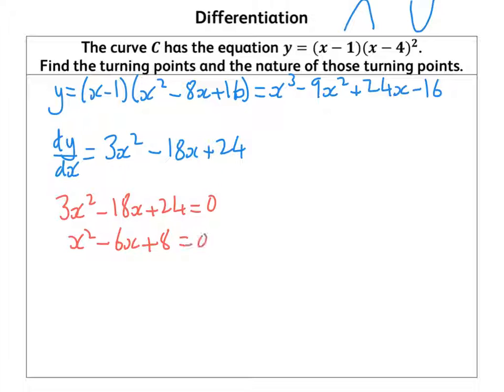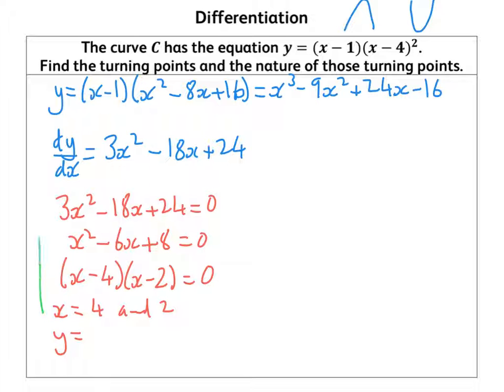Plus 8, and that's going to factorise nicely, so I'm going to get x minus 4 and x minus 2. Now, when I get x minus 4 and x minus 2, that gives me my x coordinates of 4 and 2, and I can put them back into my original equation, by putting those x values back up into there. When I do that I get 4 and 0. So they're the coordinates of the turning points.